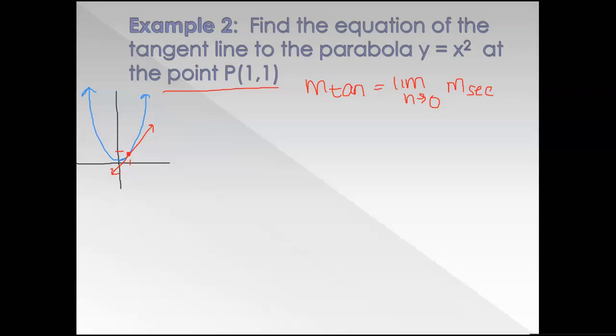So here's my point 1, 1. The slope of the secant comes from some point 1 plus h away from the point I have, where h is this distance, to a new point, which has a height of f of 1 plus h away.